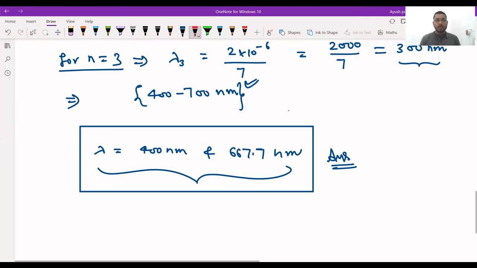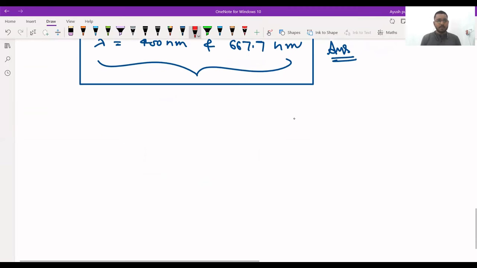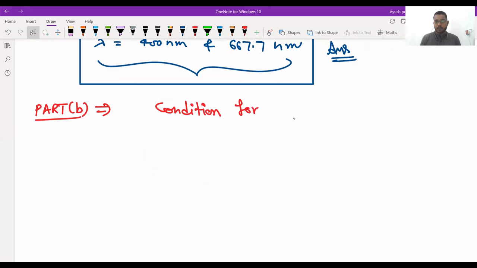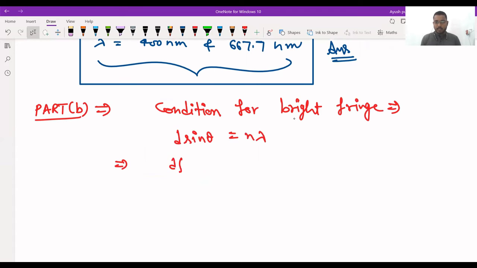Now let's solve part B. There is nothing new in part B. In part B, we have to see the condition for a bright fringe. What is the condition for a bright fringe? That is d sin theta is equal to n lambda. Again, we can write sin theta is equal to y n divided by capital D is equal to n lambda.